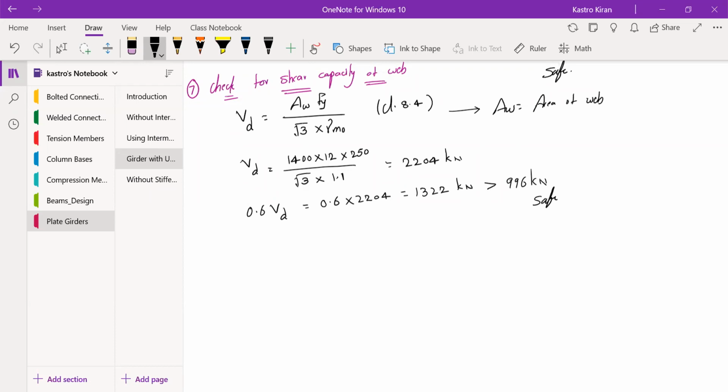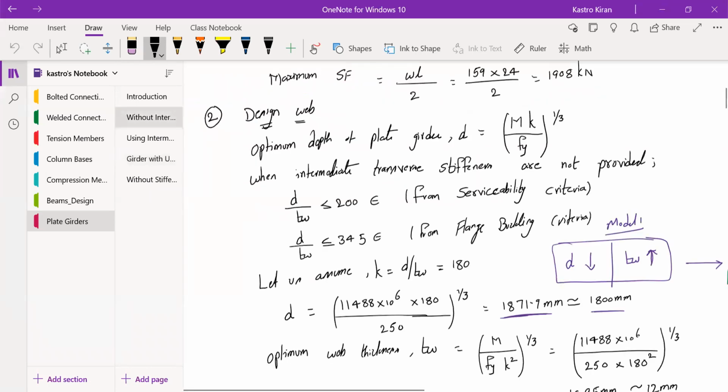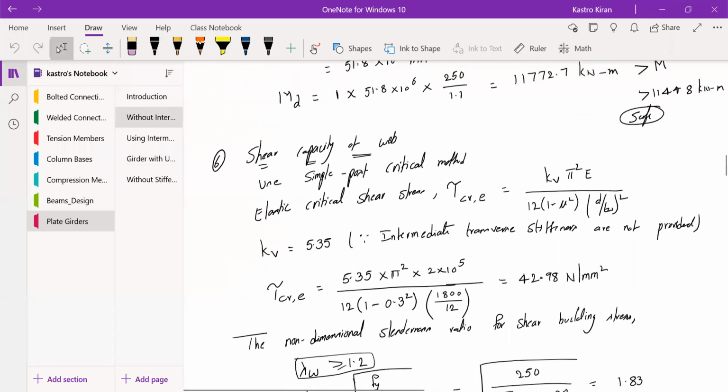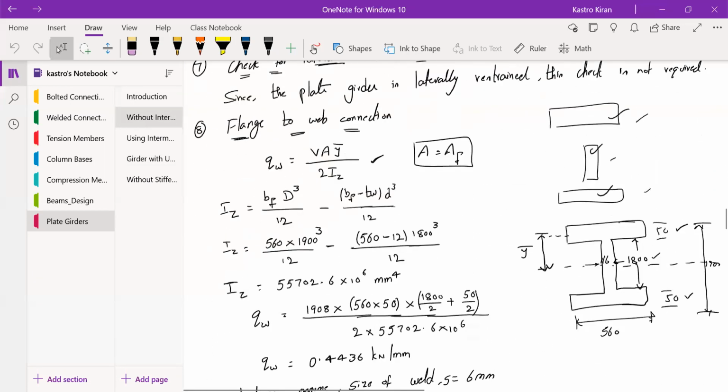Which is safe. So this problem is more or less related to the model 1 problem, that is, without using intermediate stiffeners. I'll show you that if you want. See, just a minute.